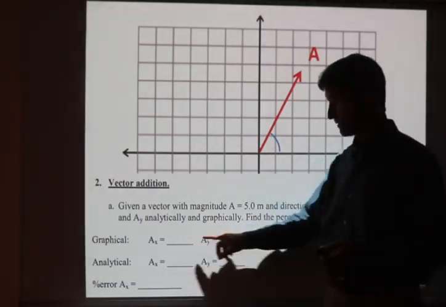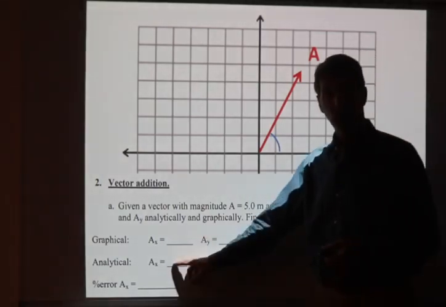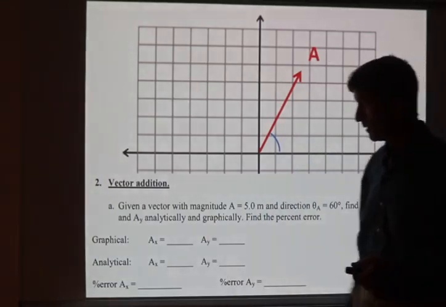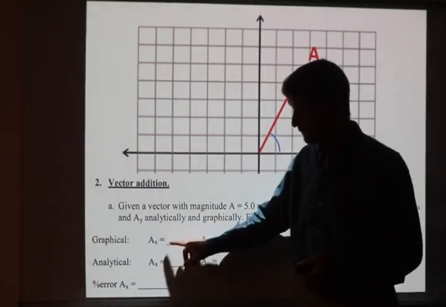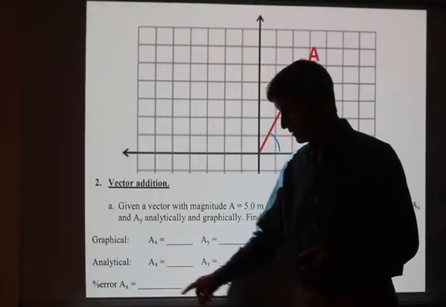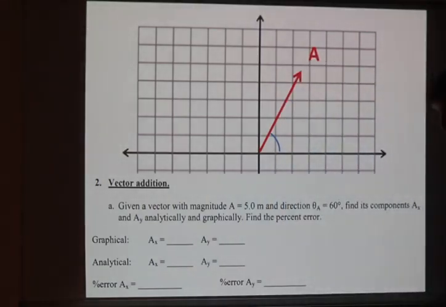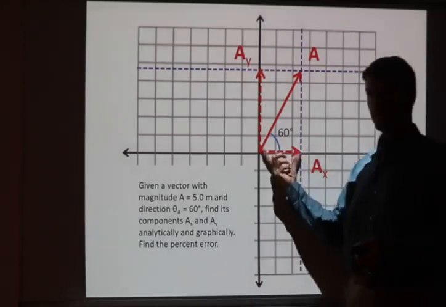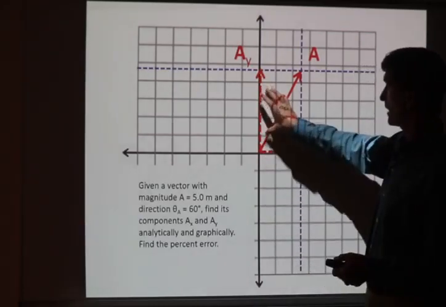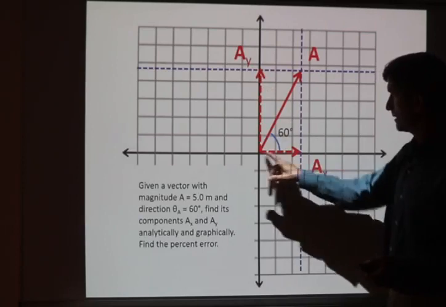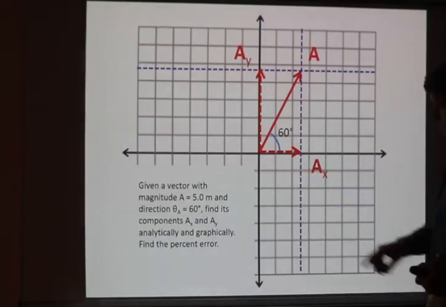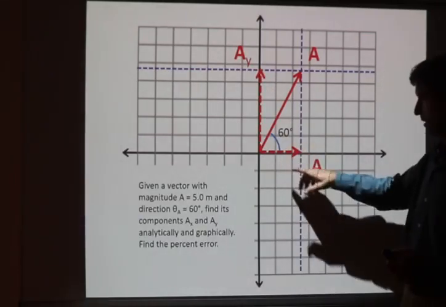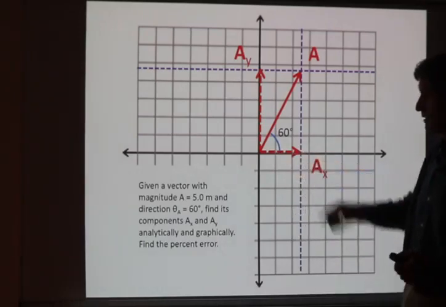Graphically, what is AX? What is AY? Analytically, what is AX? What is AY? What is the percent error of your graphical calculation compared to your analytical calculation, where the analytical calculation becomes your accepted value? Okay? Again, if we split this up, the x component looks like this, the y component looks like this. Clearly, we can see how far x goes. And again, you can actually do this measurement. 1 centimeter, 2 centimeters, a little bit more than that.